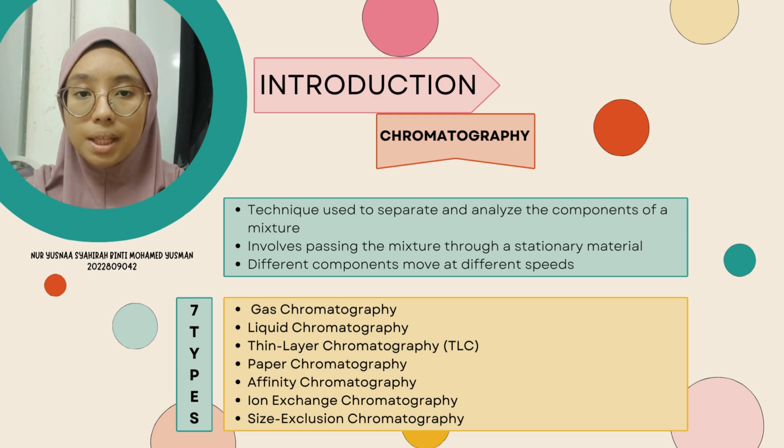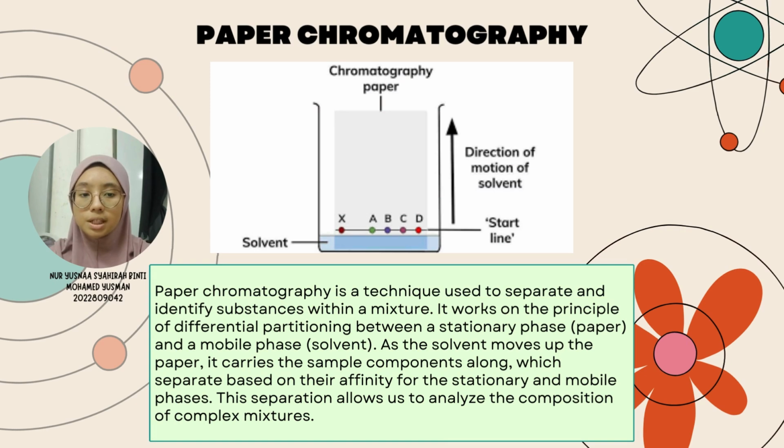There are 7 main types of chromatography, which are gas chromatography, liquid chromatography, thin layer chromatography, known as TLC, paper chromatography, affinity chromatography, ion exchange chromatography, and size exclusion chromatography. Today, we are focusing on one specific type called paper chromatography.